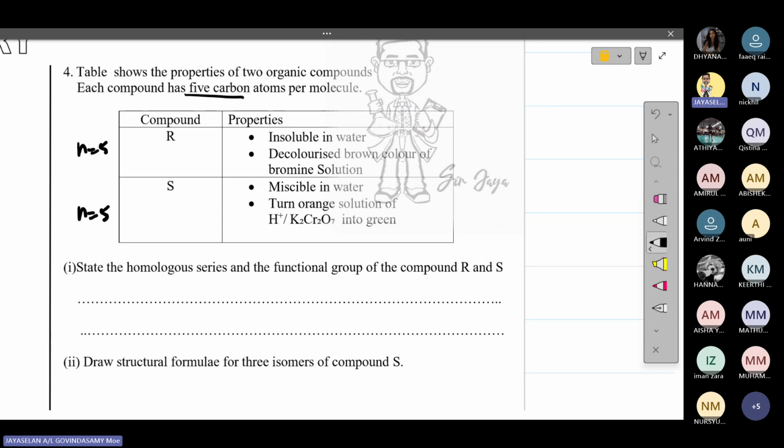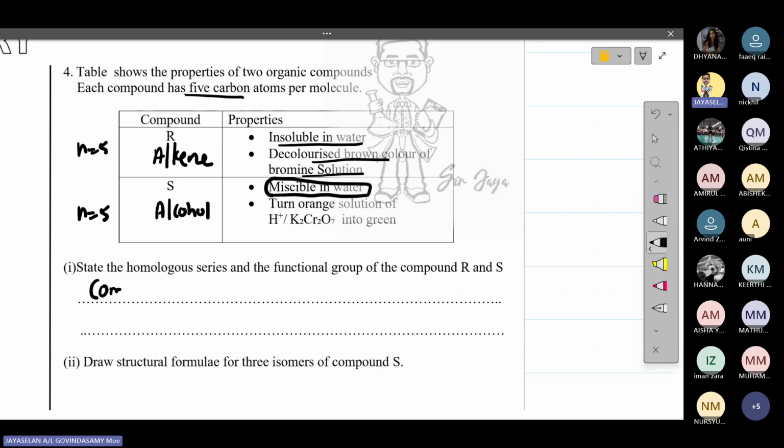So state the homologous series and functional group of compound R and S. You need to identify compound R. Remember this: miscible in water, this is alcohol. Insoluble in water: alkane, alkene, alkyne. Decolorizes brown bromine solution, this is confirmed alkene. Any question? No question? Okay, what is the homologous series?